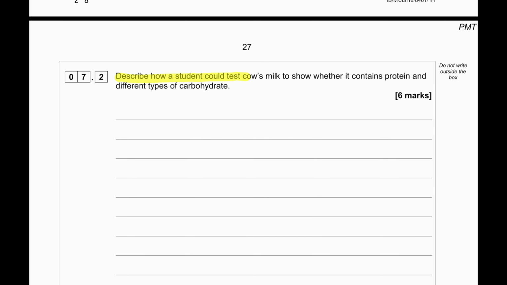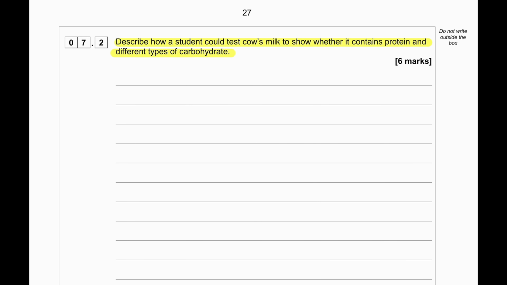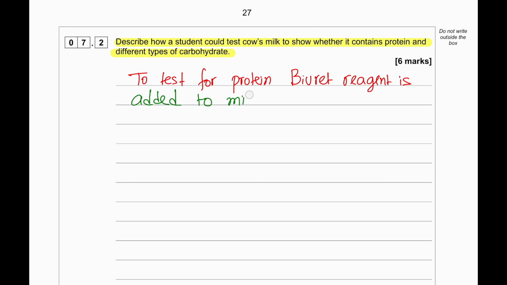Describe how a student would test cow's milk to show whether it contains protein and different types of carbohydrate. Okay, so for the test for the protein, first of all, the student should use a biuret reagent. The student will add the biuret reagent to the milk solution, and the solution will go from blue to lilac if there is protein present.